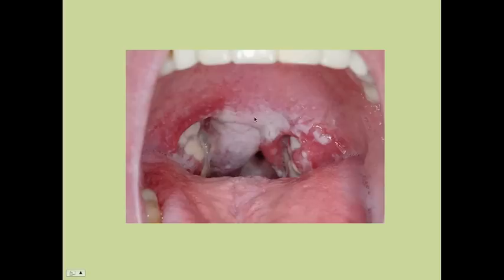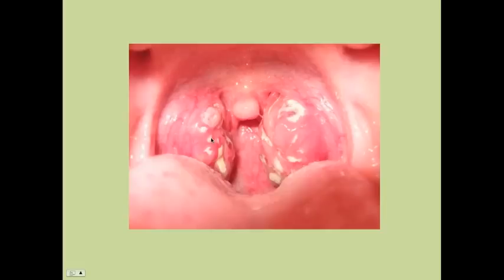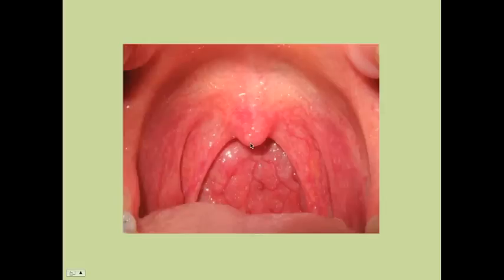How about this patient? What's wrong with this patient? This patient has pharyngitis too. This patient has viral pharyngitis. So no tonsils. They got some tonsillar arches here, but they got no tonsils. But this patient has viral pharyngitis, so no exudate.